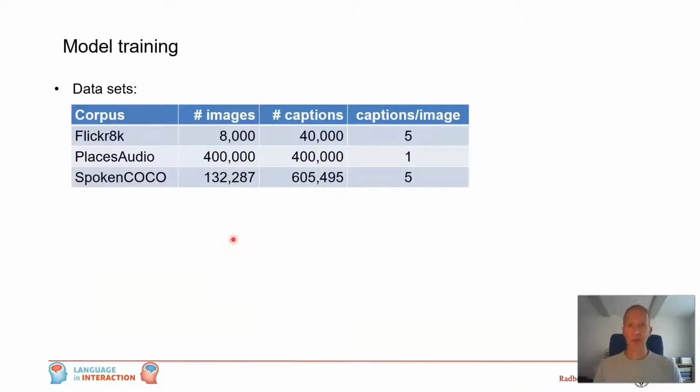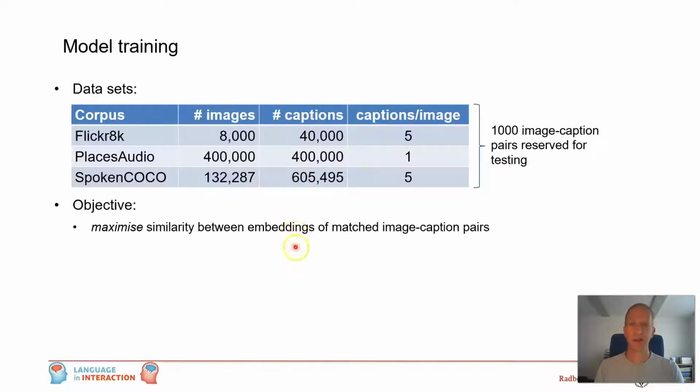So the datasets we use are the three datasets that I just mentioned, Flickr 8K, Places Audio, and Spoken COCO. Here I added a column indicating the number of captions per image, which clearly varies, and that will become important later in this talk, so please keep that in mind. Of all these captions, 1,000 for each of the three datasets were put aside for later testing. So the actual training dataset is a little bit smaller than this.